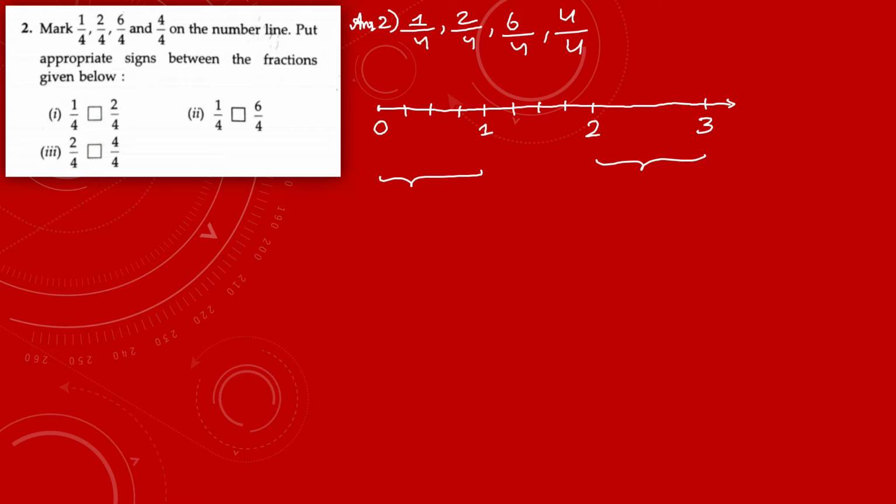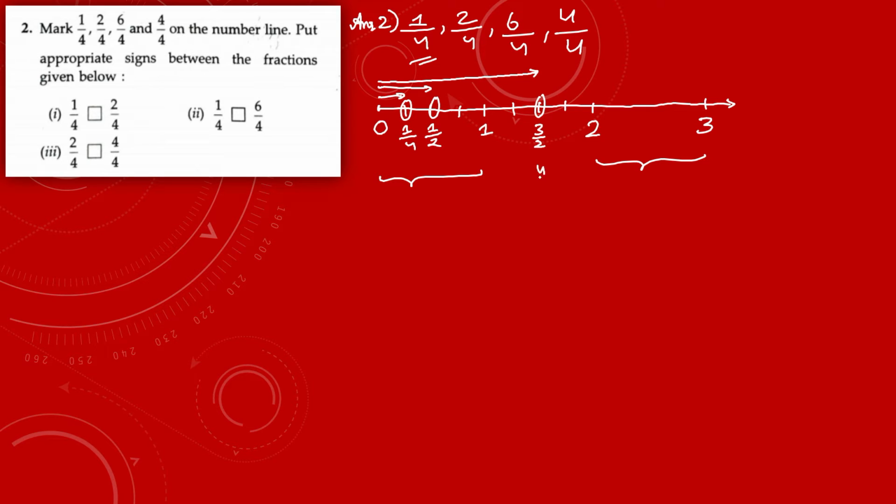So first of all, we have 1/4. For 1/4, we are going to put one step ahead of 0, and this would be the 1/4 fraction. For 2/4, we are going to move two steps forward, and this will give me 1/2 or 2/4. For 6/4, we are going to move 6 steps ahead of 0, and this will give me 3/2.